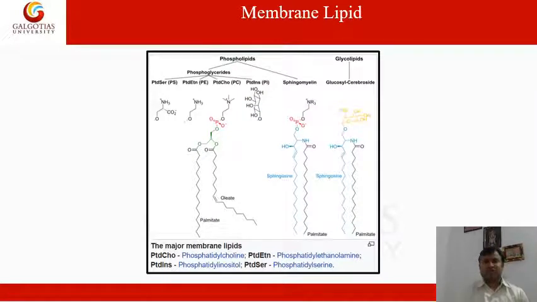This is the structure of the membrane lipid, like phospholipid and glycolipid. Phospholipid contains different types of lipids like phosphatidylcholine, phosphatidylethanolamine, phosphatidylserine, and phosphatidylinositol. These are commonly called phosphoglyceride. Another phospholipid is sphingomyelin. The next one is glycolipid, which is different from phospholipid.